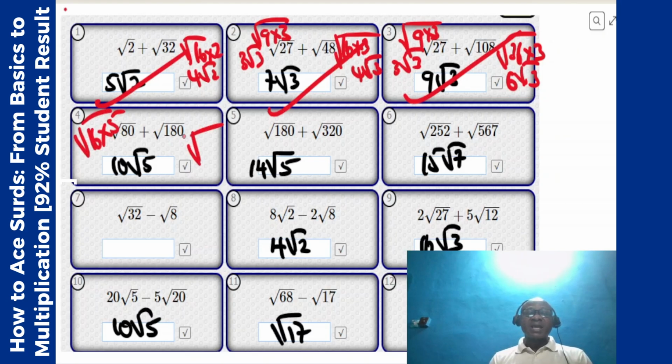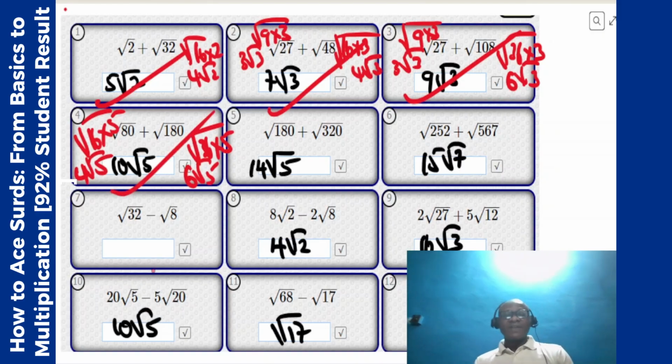180 is the same thing as, let's see, 180 divided by 5 will give me 36. So it's the same thing as 36 multiplied by 5. So this is now 6 root 5, while this one is 4 root 5. The addition of the 2 will give you 10 root 5. That is correct. You're accurate. Then this one is the same thing here. We got to the square root of 36 times 5, so I will write here 6 root 5 quickly.